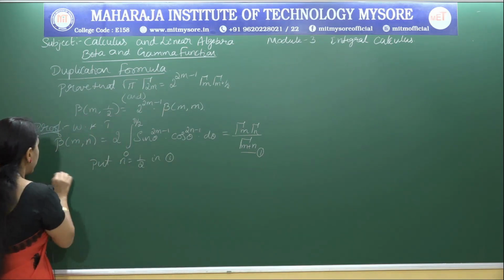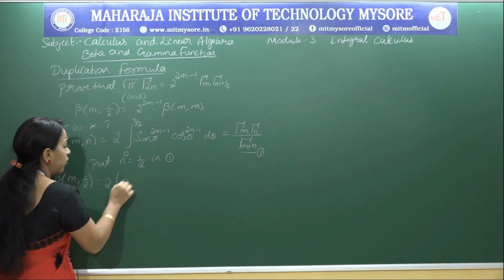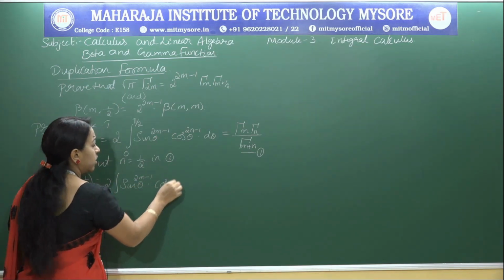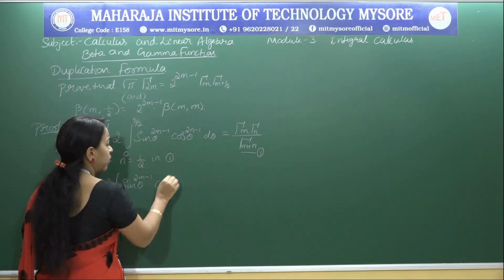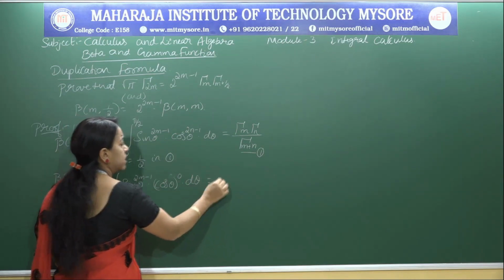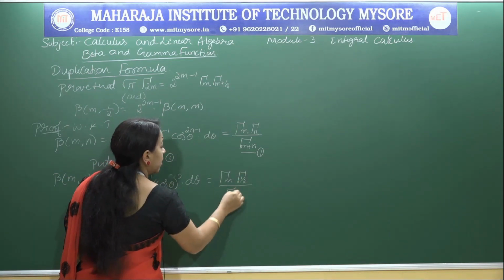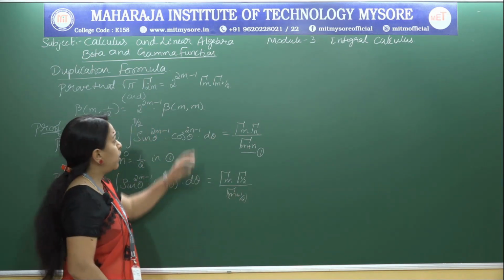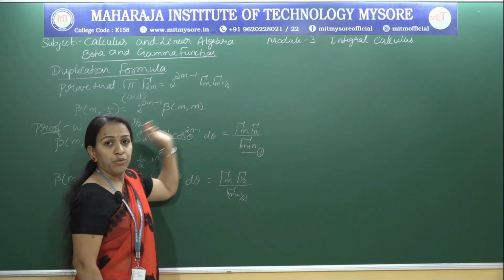So that we have beta m comma 1 by 2 is 2 times integral of sin theta to the power of 2m minus 1 into cos theta to the power of 2 into 1 by 2 reduces to 1, so that 1 minus 1 will be 0. So cos theta to the power of 0 into d theta is gamma m into gamma 1 by 2 by gamma m plus 1 by 2. So if I replace n by 1 by 2, then I am getting these results also. Gamma m plus 1 by 2, right?